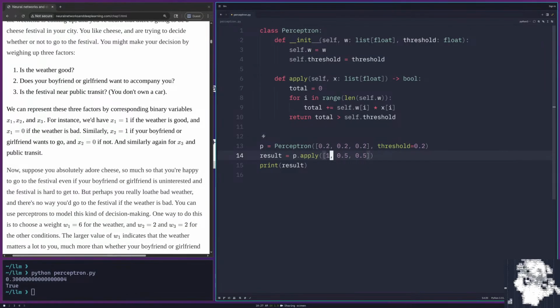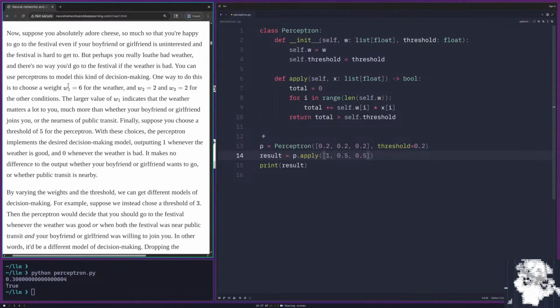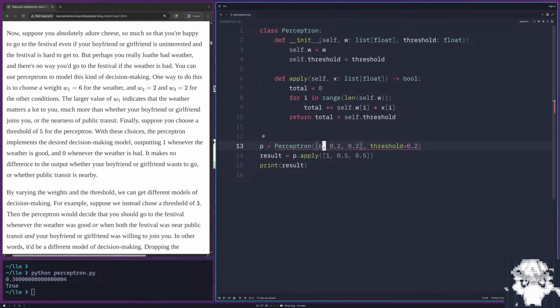Now suppose you absolutely adore cheese, so much so that you're happy to go to the festival even if your boyfriend or girlfriend is uninterested and the festival is hard to get to. But perhaps you really loathe bad weather and there's no way you'd go to the festival if the weather is bad. You can use a perceptron to model this kind of decision making. One way to do this is to choose weight w1 equals 6 for the weather, w2 equals 2, and w3 equals 2 for the other conditions.